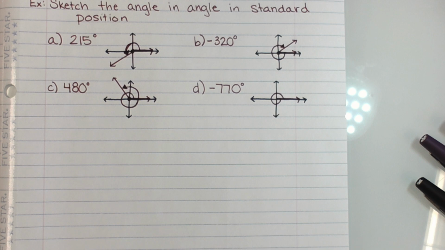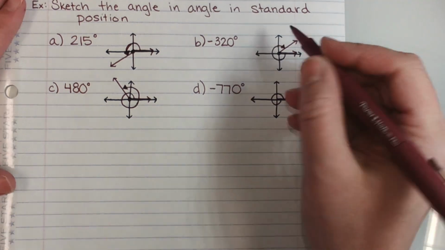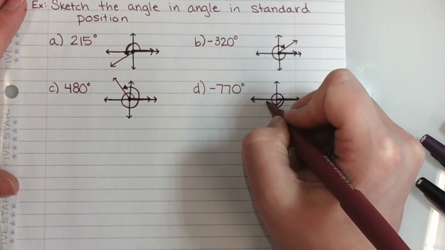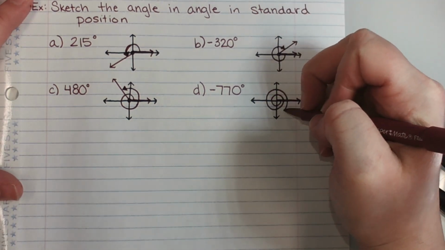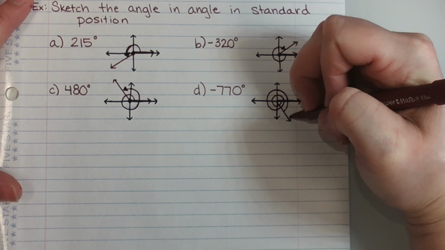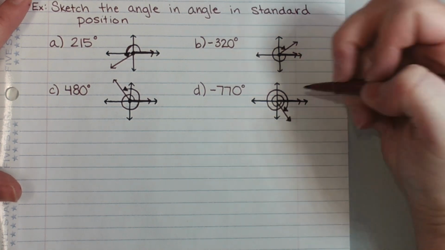I've got an additional 410 degrees I have to go. Also bigger than a circle, which means I'm making another loop around. 2 full circles, how far have I gone? 720 in the negative direction, but 720. So I need an additional 50 degrees. Not a full quarter of a circle. So I'm ending up somewhere down here. Finish my arrow so I can tell which direction I went.